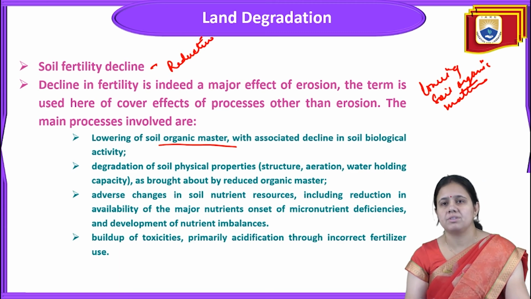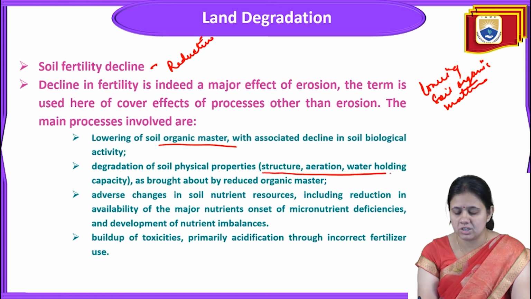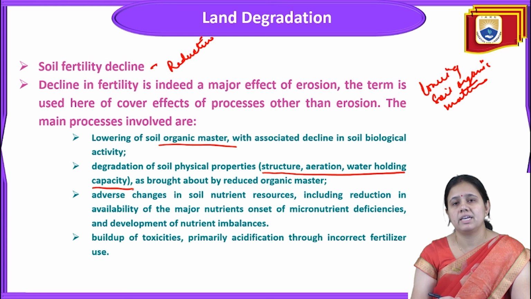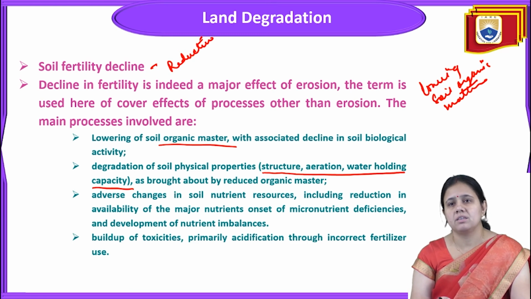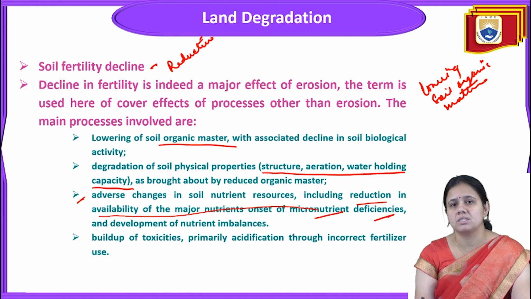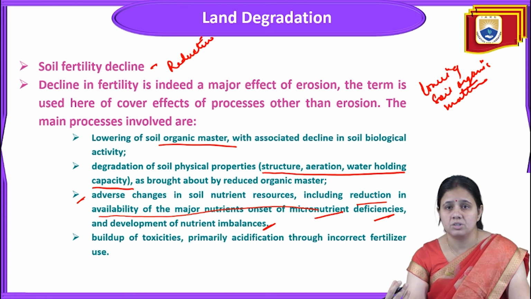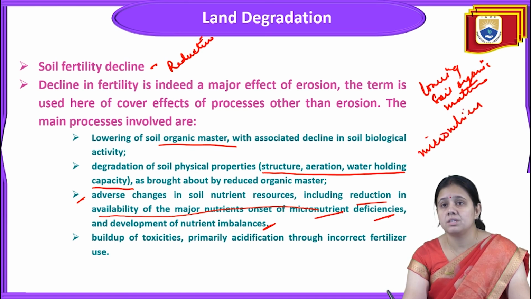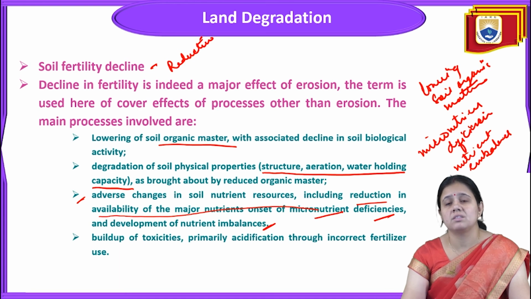Next is the degradation of soil physical properties. Soil physical properties like structure, aeration, and water holding capacity are degraded by reduced organic matter and adverse change in soil nutrient resources, including reduction in availability of major nutrients, onset of micronutrient deficiencies, and development of nutrient imbalance. So micronutrient deficiencies and nutrient imbalance also lead towards this land degradation.